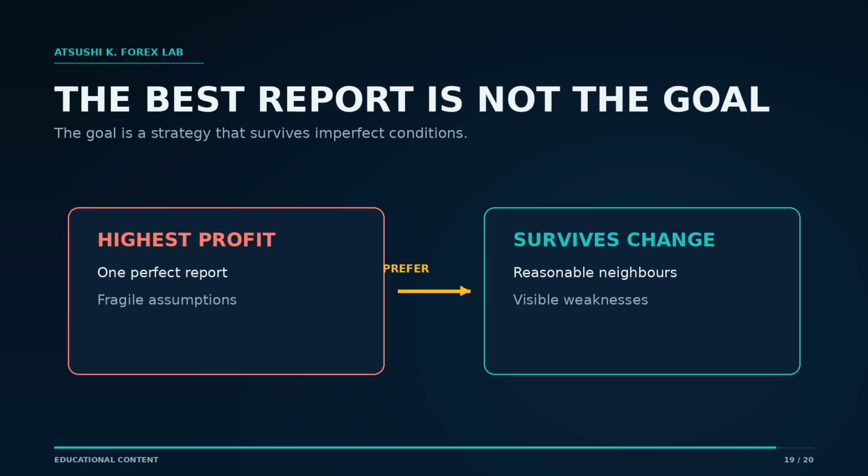Here is the main lesson. The best backtest is not the one with the highest profit. It is the one whose assumptions you can explain, whose weaknesses you can see, and whose behavior remains reasonable when conditions become less friendly. A backtest should challenge your idea, not protect it. When the test is designed to find failure, surviving results become more meaningful. You still will not know the future, but you will understand what evidence you actually have.